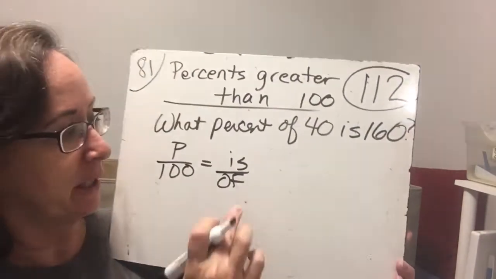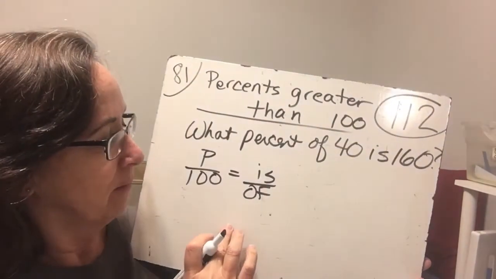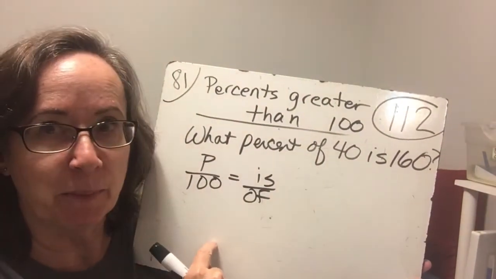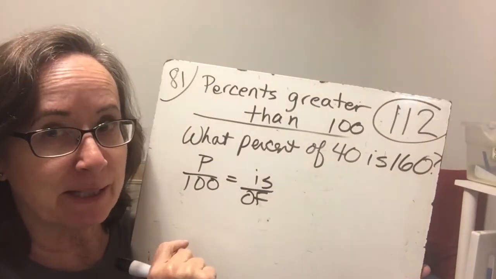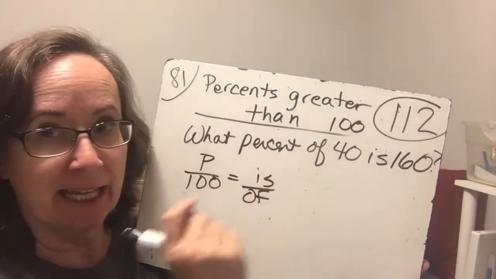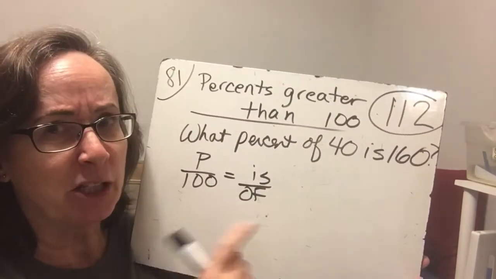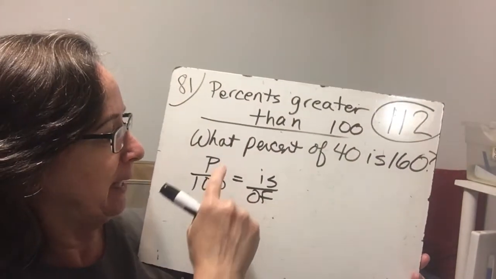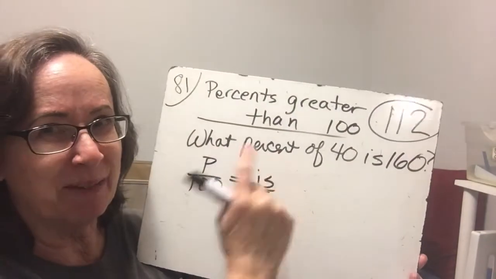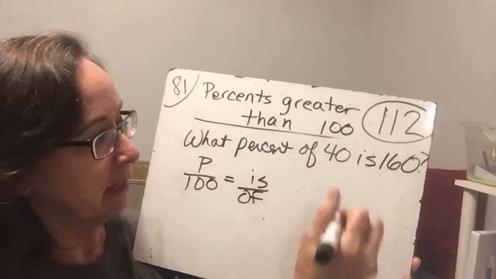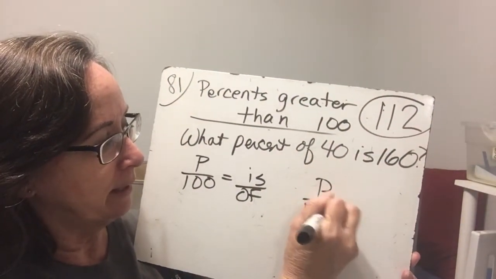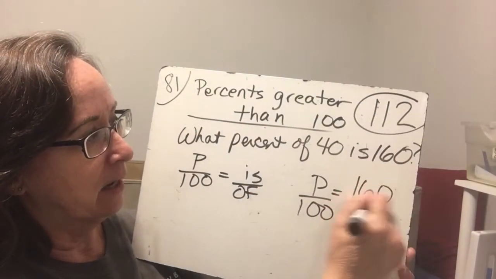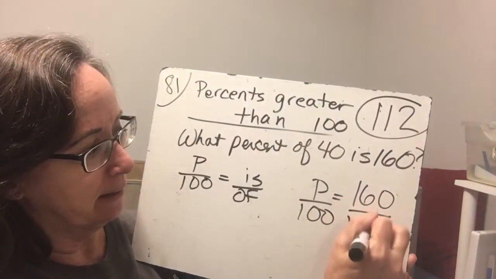Okay, so this time we're going to use the ratio format. Remember that over here on the left we always put of, and that's our 100%. So the of and the 100 always go on the bottom. The percentage and the is always go on the top. Okay, so I'm going to show you how this is exactly equal to what we did the other time, but let's just start this way. P over 100. What percent? We don't know what percent, so let's just use P. So we'll say P over 100 is the is number, which is 160, over the of number, which is 40.